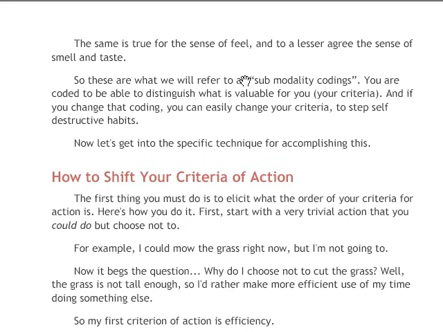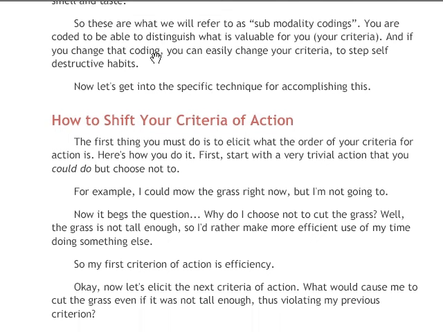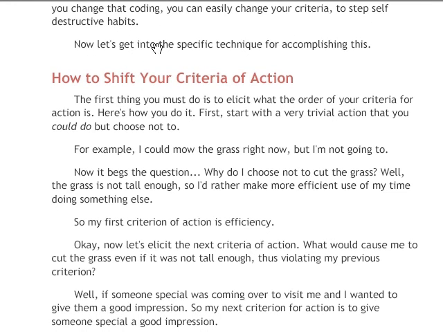The same is true for the sense of feel, and to a lesser degree, the sense of smell and taste. So these are what we will refer to as submodality codings. You are coded to be able to distinguish what is valuable for you, your criteria, and if you change that coding, you can easily change your criteria to stop self-destructive habits. Now let's get into the specific techniques for accomplishing this.